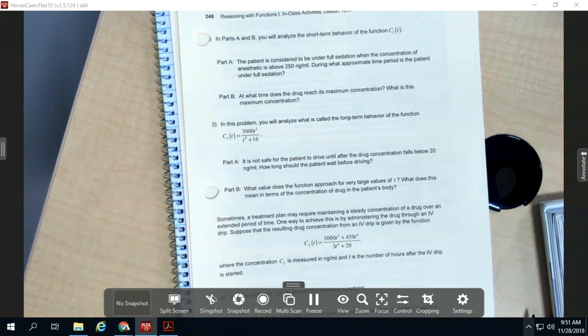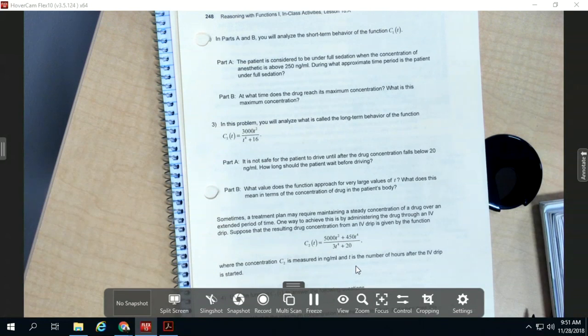One of the things that you notice about this function, 300t squared over t to the fourth plus 16, is that it's always positive. In fact, you will find that for every drug intervention model, they will always be positive. How come? Because you can't have negative drug in your blood, right? Everybody agree with that? Okay.